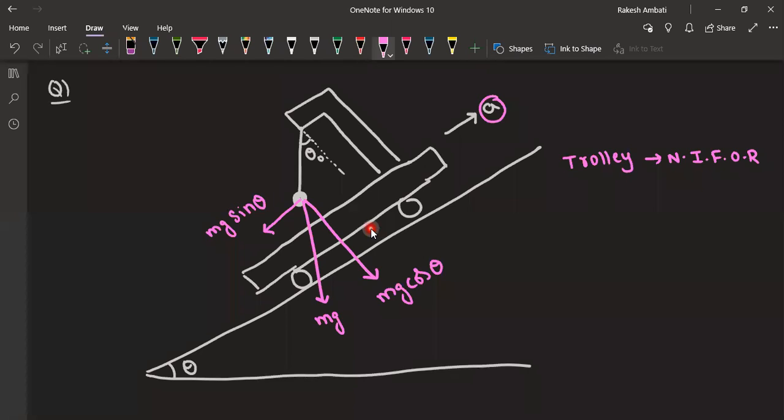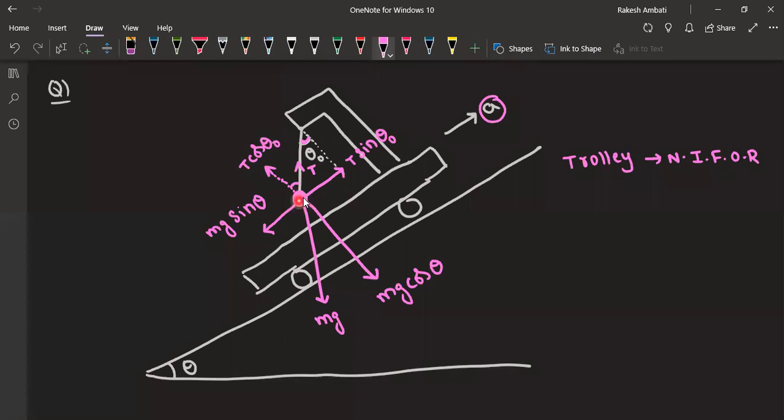In the case of a non-inertial frame, along with real forces, pseudo force also we have to consider. With respect to the pendulum, let the direction of tension force in the string be T. If this angle is theta naught, then this angle is also theta naught. The components of tension are T cos theta naught and T sin theta naught. Along with real forces, pseudo force will also act on the pendulum.